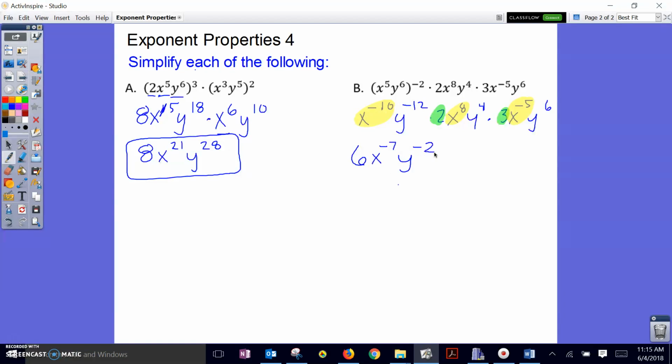And then my last step here is going to be to get rid of the negative exponents by shifting those variables into the denominator and changing the exponents over from negative to positive.